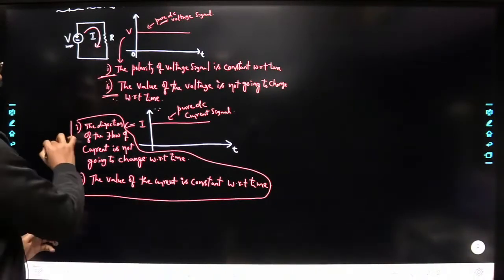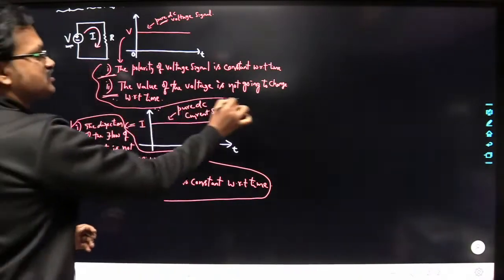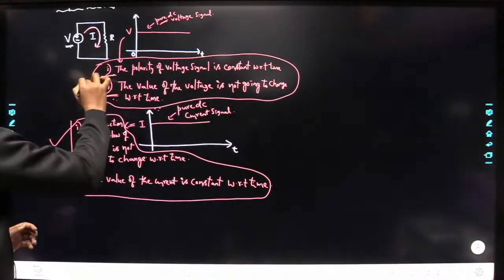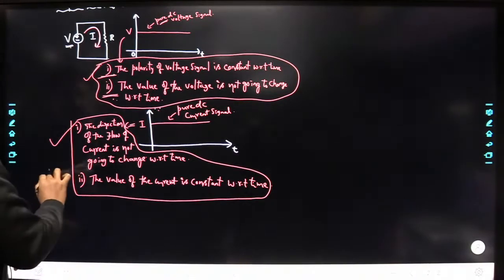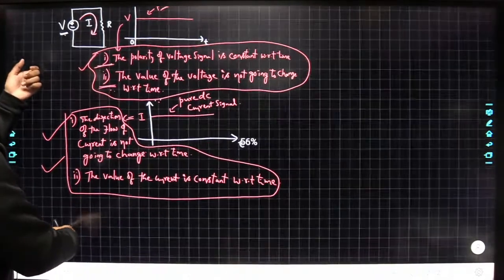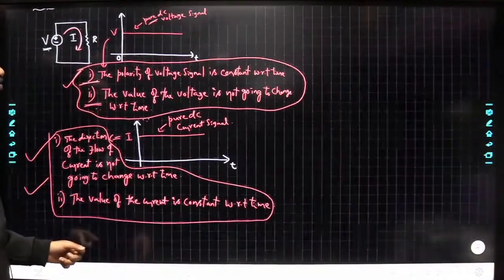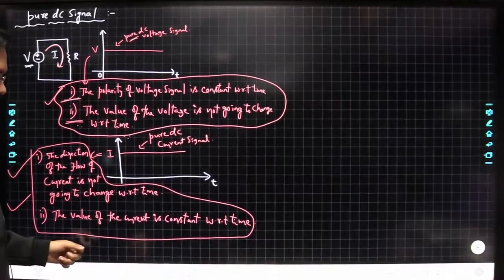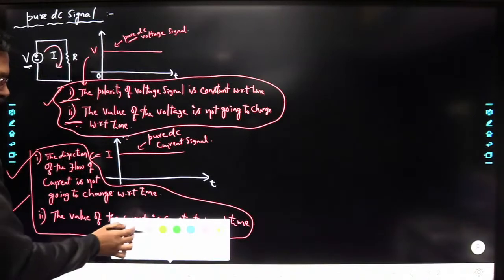So if it satisfies these conditions, then we can call this a pure DC voltage signal. This one we call a pure DC current signal. I hope these points are clear here. I will give you one example.